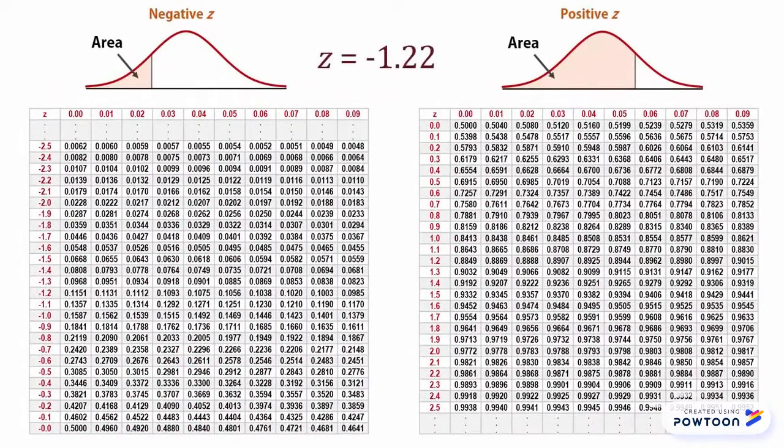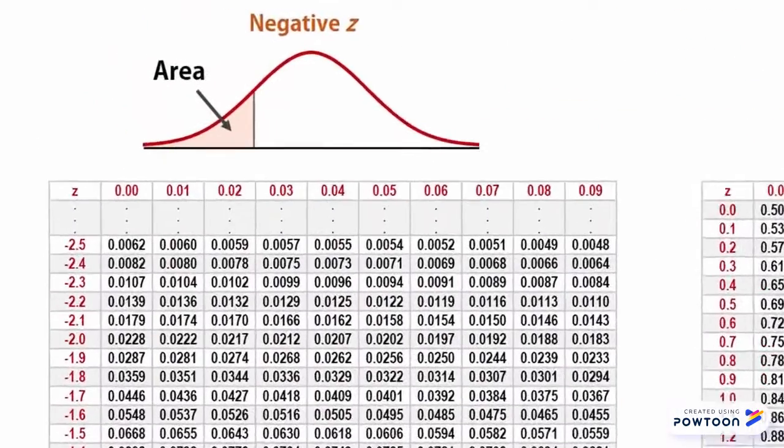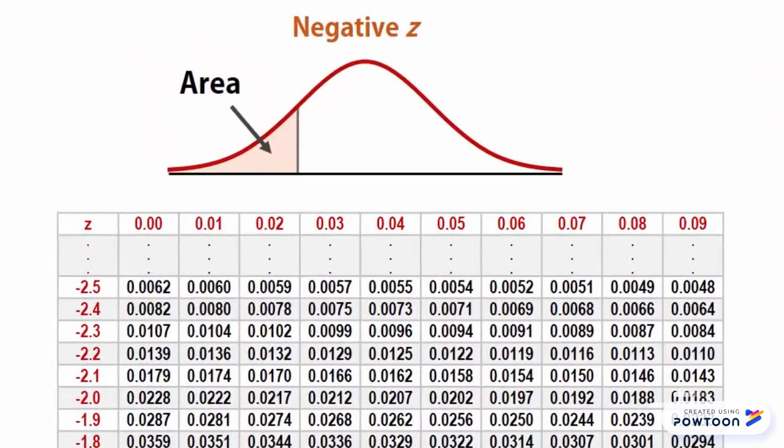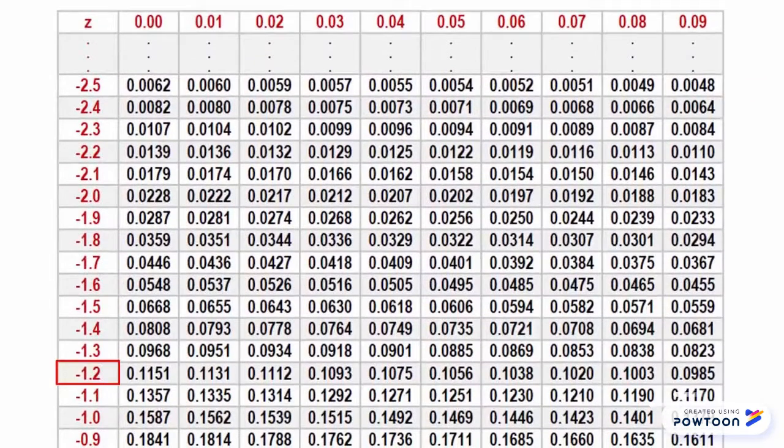For Z equals negative 1.22, we go to the negative side of the table. Look for negative 1.2 in the first column and 0.02 at the top. The corresponding area here is 0.1112. That is, the area to the left of Z equals negative 1.22 is 0.1112.